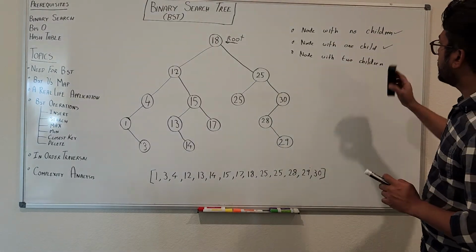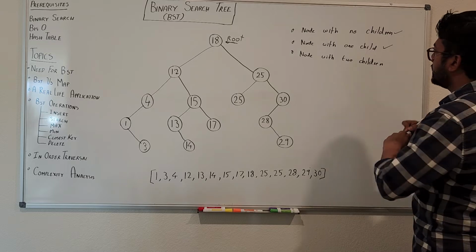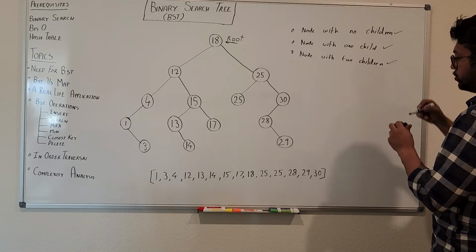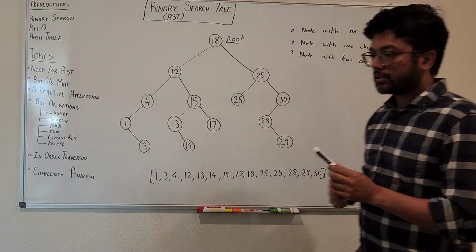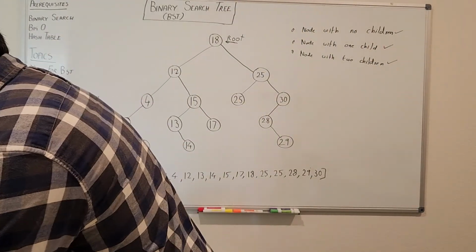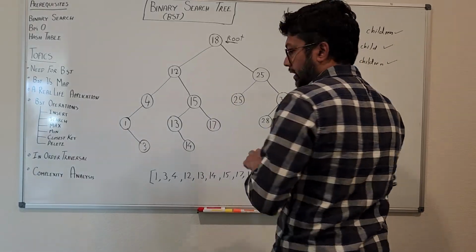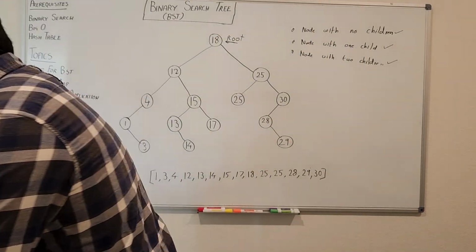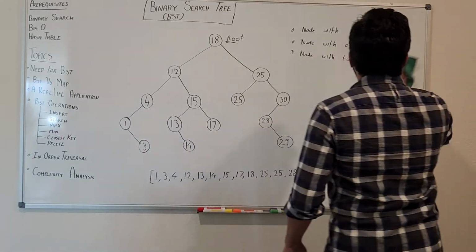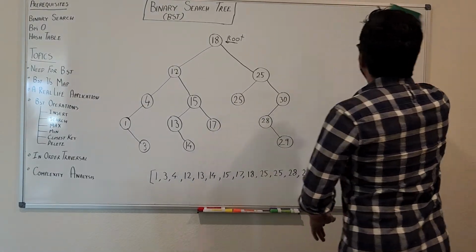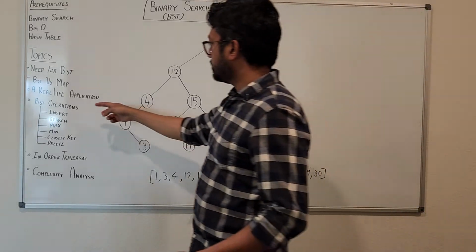So now we've covered all three deletes: node with no child, one child, and two children. So that covers delete. And like I said, all the code is there in the description. I uploaded it to GitHub. So we've finished these operations.